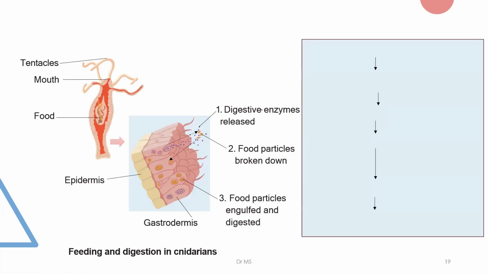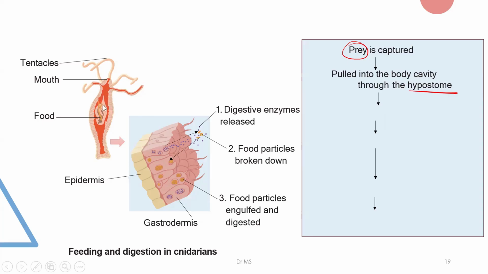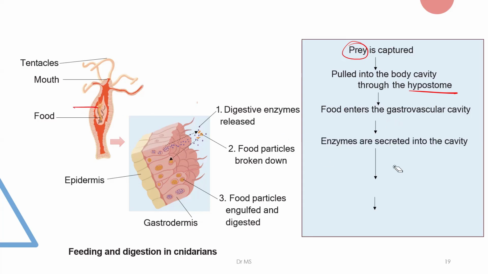So how does the digestion happen? Remember, the process of feeding and digestion happens in these steps. First, they will capture the prey. Once they capture the prey, they will pull this prey into their body cavity through the hypostome. So once from this mouth, the food reaches the gastrovascular cavity, the enzymes will be secreted into this cavity, and then the digestion will happen. Extracellular and intracellular digestion happens.